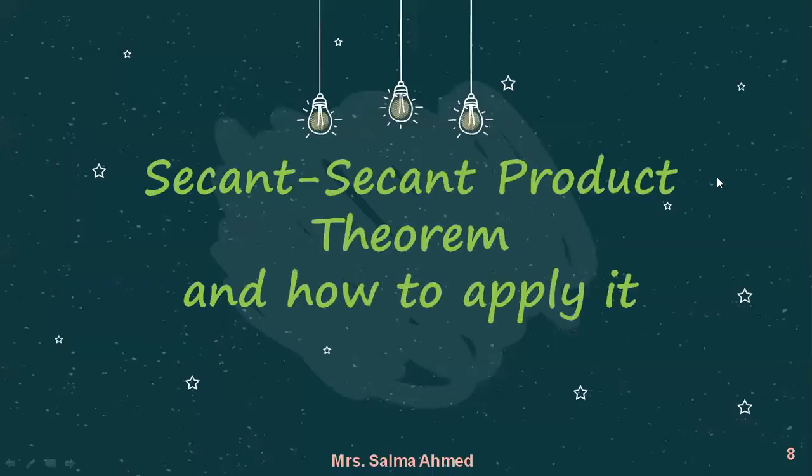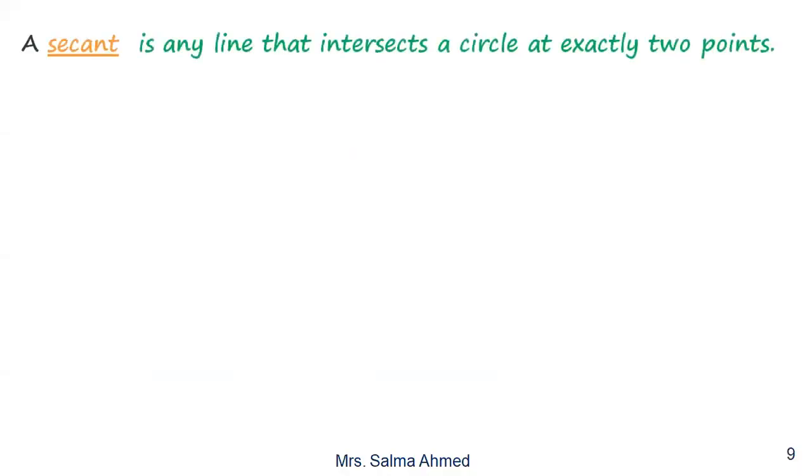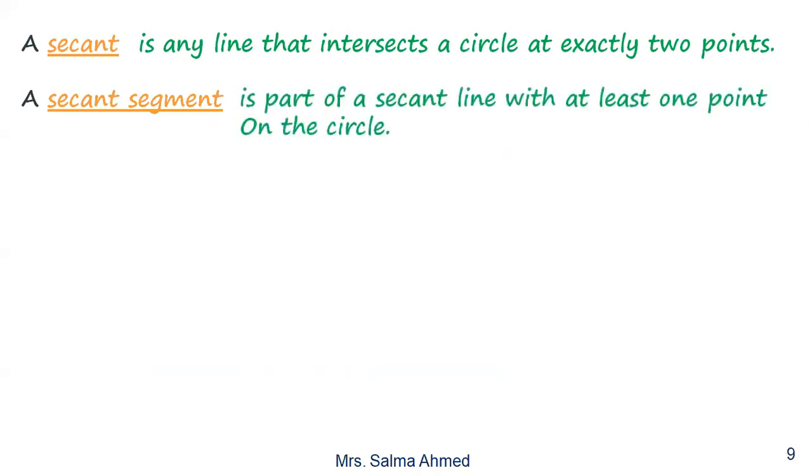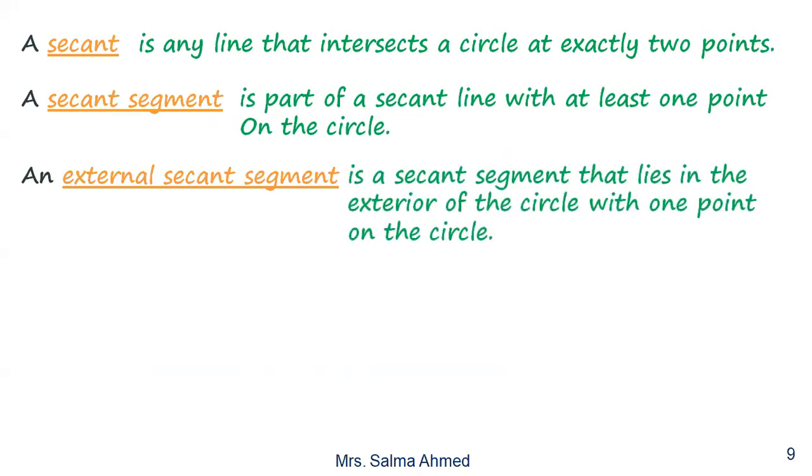The second theorem: the secant-secant product theorem, and how to apply it. A secant is any line that intersects a circle at exactly 2 points. A secant segment is part of a secant line with at least 1 point on the circle. An external secant segment is a secant segment that lies in the exterior of the circle with 1 point on the circle.